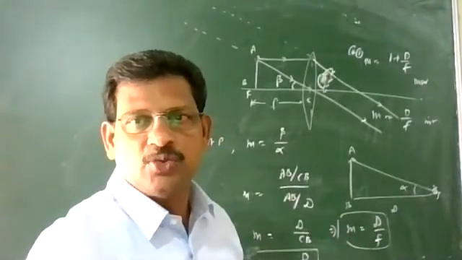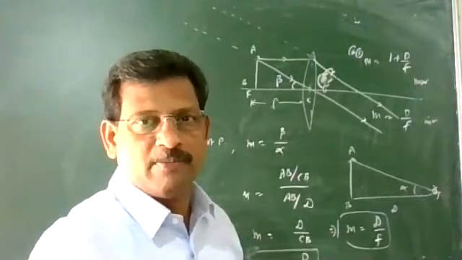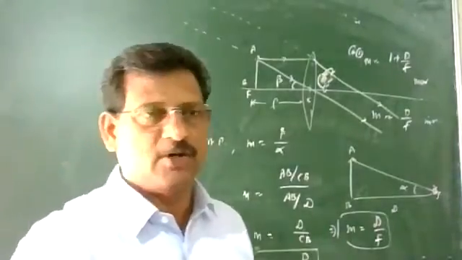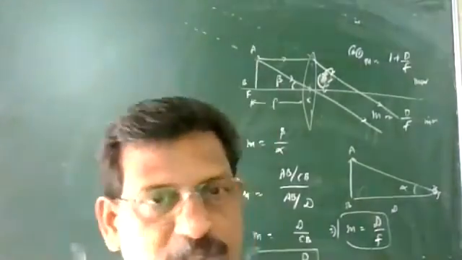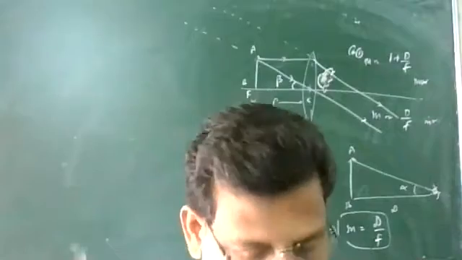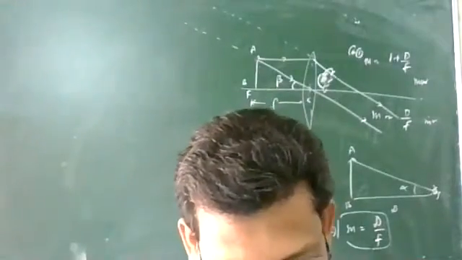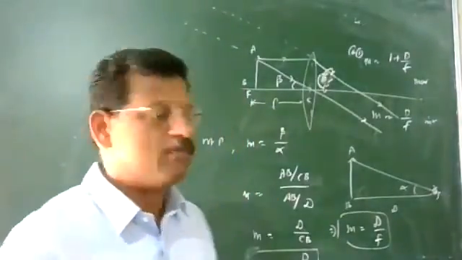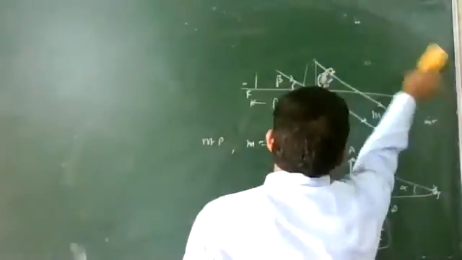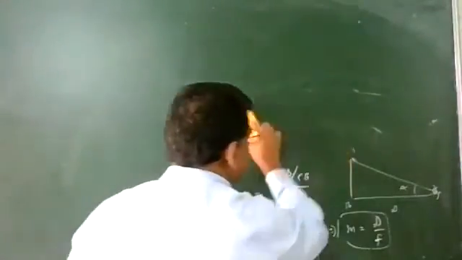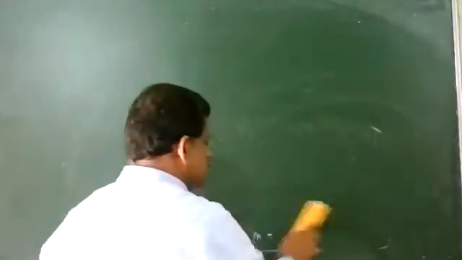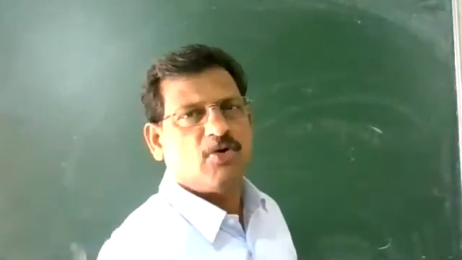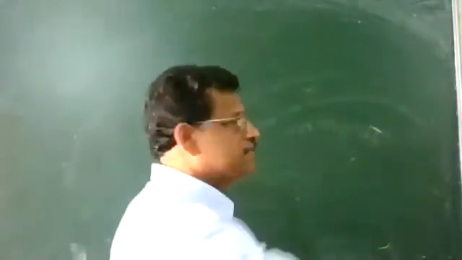Okay, next we are going to the compound microscope, which is very important. If you want highly magnified images of the object, then we have to use a compound microscope. A simple microscope has only one lens, and in a compound microscope we have to use two lenses, so it is a two-lens arrangement. The compound microscope is used to get highly magnified images of very small objects. There are two lenses.